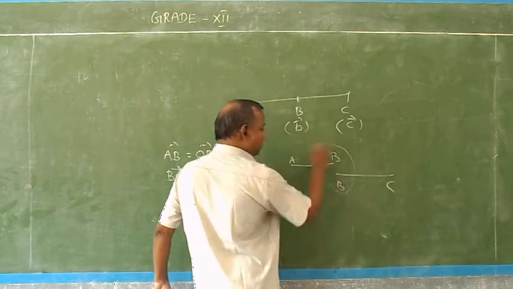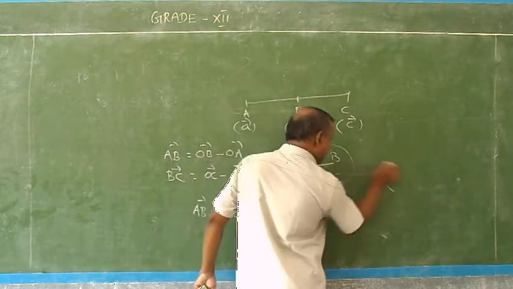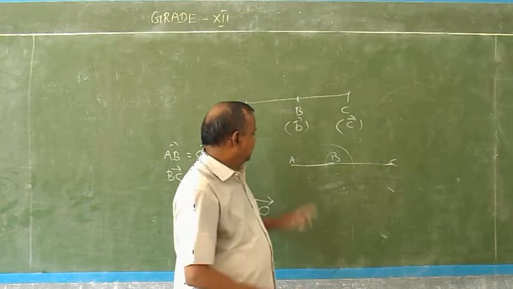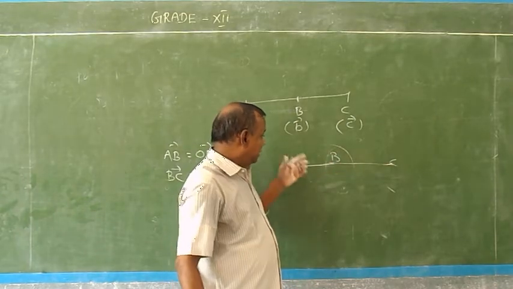But B is a common point. Therefore, they must be on the same line, not a different line. So when we draw a line from B to C, it is parallel to AB.